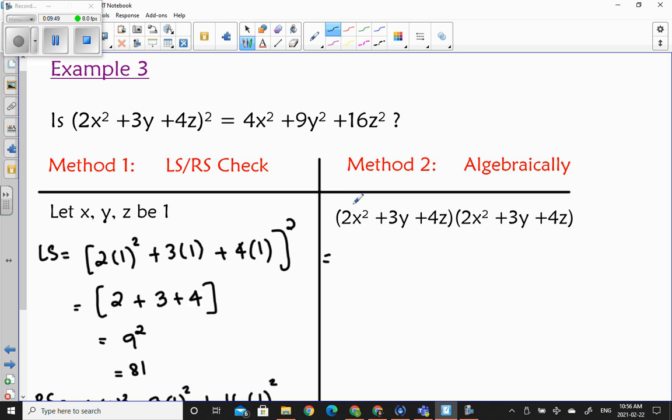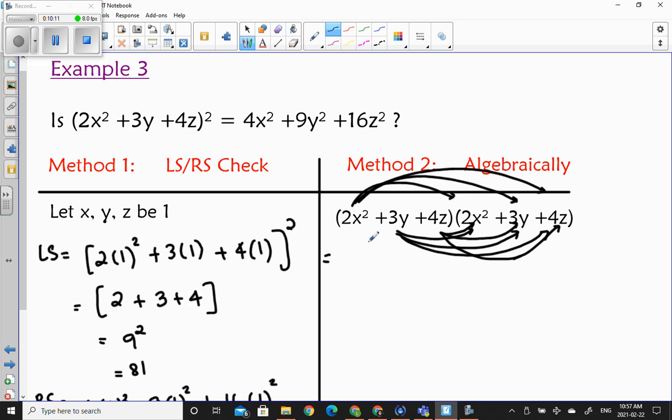So 2x squared gets multiplied with all of these three terms, right? Then 3y gets multiplied with all of these three terms. And then 4z gets multiplied with all of them. So 4z gets multiplied with this, this, and this. You know what I'm saying, right? You get the idea. So I'm just going to move this down to have some room here.